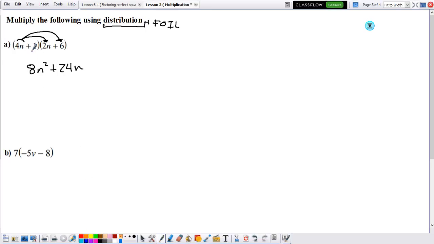Now we have to distribute the second term, which is 1. We multiply 1 times 2n, which gives us 2n, and 1 times 6, which gives us just 6. Notice that your last step should always be the same: is there anything that you can combine? The only terms that we can combine are these two, 24 and 2. So your final answer becomes 8n squared plus 26, not just 6. So 26 and plus 6.